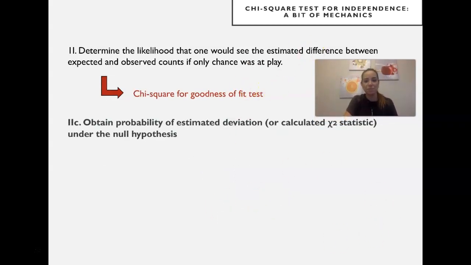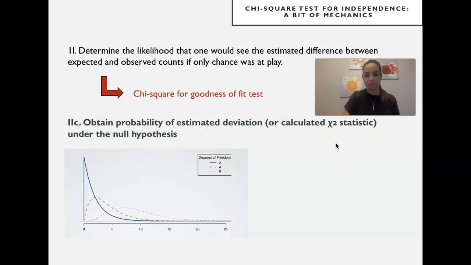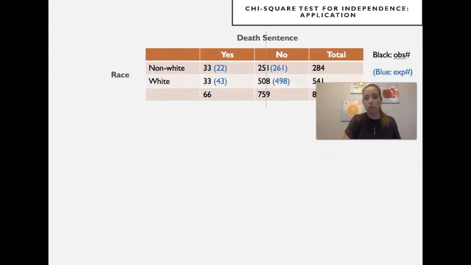Once we get that, we can obtain the probability of the calculated chi-square statistic under the null hypothesis. So if we pick a distribution with 1 degree of freedom, what is the probability of observing that particular value of chi-square or larger? If the probability is very, very small under the assumption that the two things are independent, in this case, race and the decision for the death sentence, then we dismiss the null hypothesis. So let's work on this together.